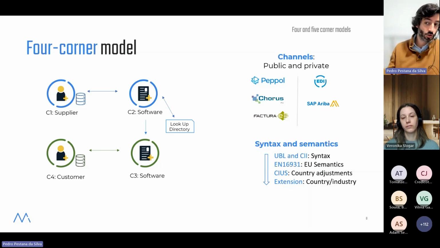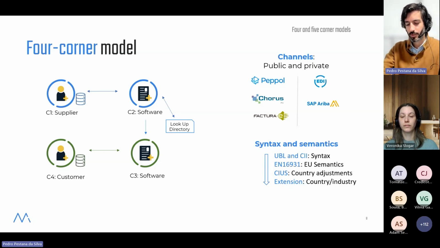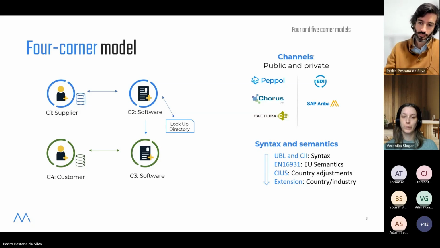Some private channels, you know them if you heard about them before: EDI, a classic way of sending an invoice, for example, to a supermarket chain. That's an industry that often, or historically, used EDI. SAP Ariba is another private channel from where you can make your invoices available. So that's on channels, and that's on the four corner model.